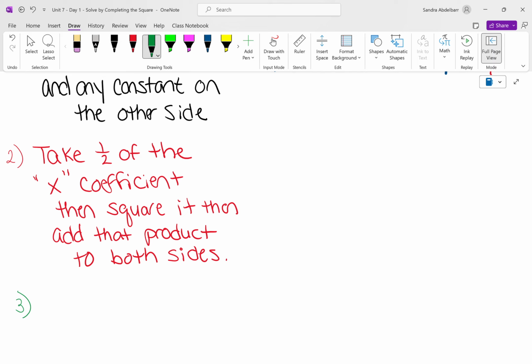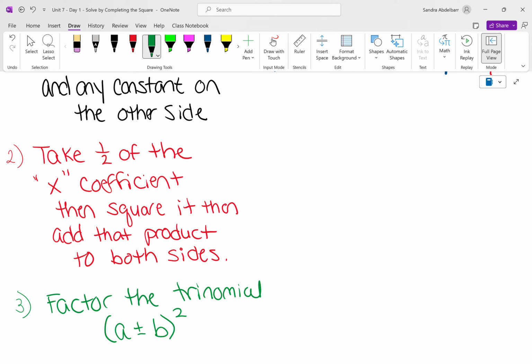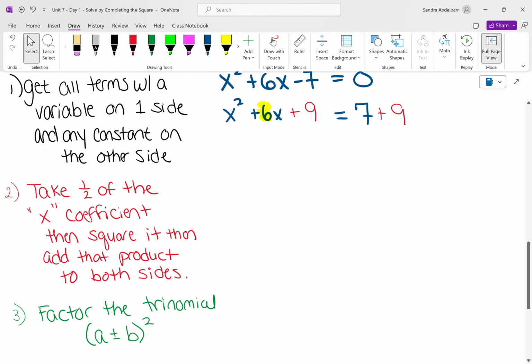Okay, next step. We're going to factor the trinomial, and it should absolutely factor into some quantity squared. It's like a plus or minus b squared. So x squared plus 6x plus 9, this is absolutely a perfect square trinomial. Our a is x, our b is 3, our middle term is 2 times 3 times x, which is 6x.